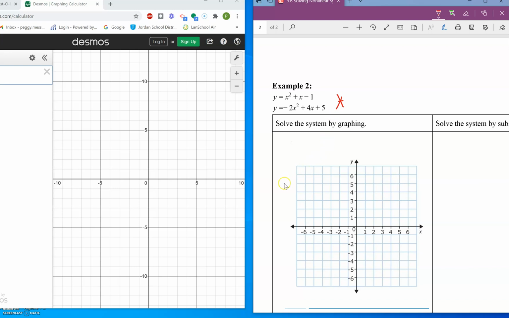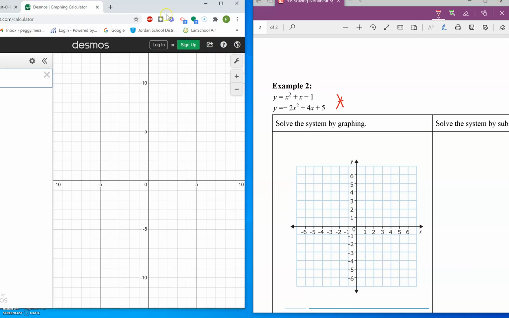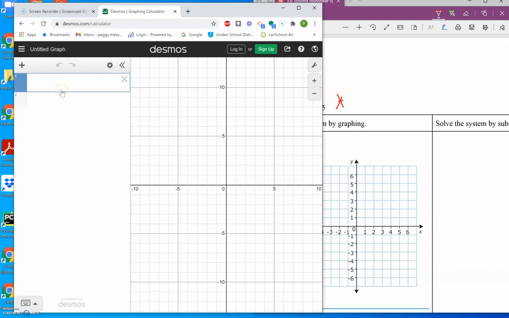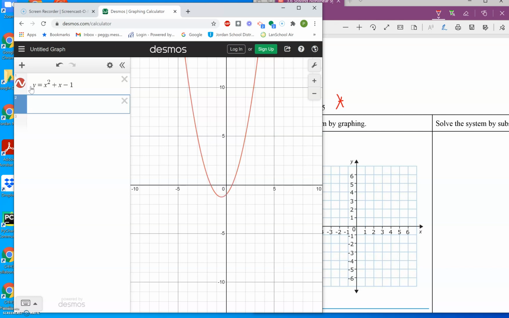We have a system of equations because we have two equations. We're looking for where they intersect. So I'm going to pull up my Desmos and graph those. So y equals x squared. Remember, shift and 6 will get you the exponent, but make sure you're back down from the exponent. Y equals x squared plus x minus 1. There's that quadratic. And the second quadratic, y equals negative 2x squared plus 4x plus 5. Make sure you have them typed in exactly correctly.